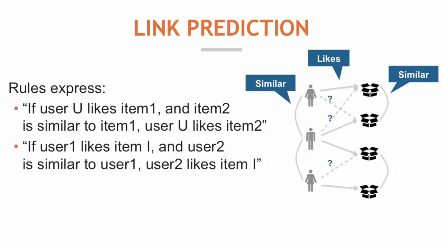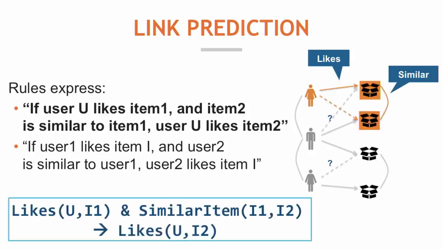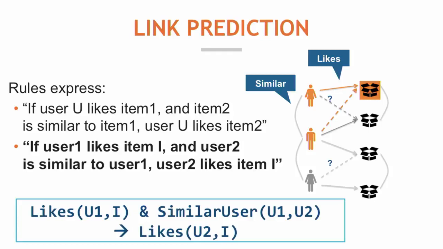A simple example of this is grounded in a recommender system-inspired setting where I have users, I have items, and I have whether or not a user liked an item. Then I can have a rule that says, if a user likes an item, and there's another item that's similar to it, the user will like that second item. Conversely, I can also say, if a user likes an item, and there's another user that's like that user, then that user will like the item. And I hope you get a sense here of the dependency that happens between the links that you infer. By inferring one link, it gives you information about other links.